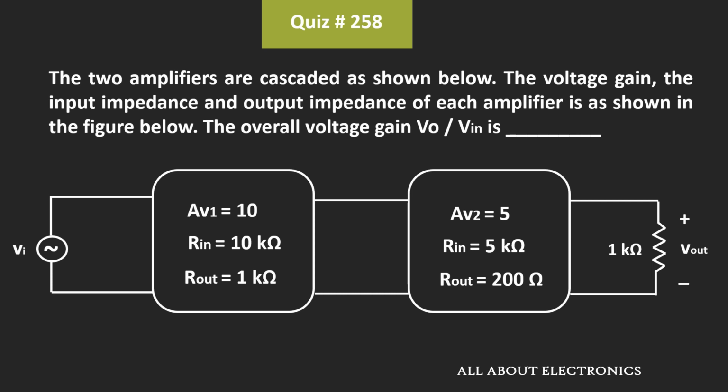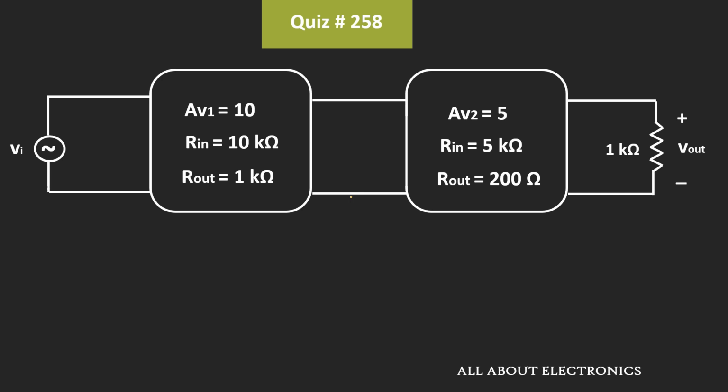So in this question, we have been given that two amplifiers are cascaded together and we have been asked to find the overall voltage gain. So here, we have been given the voltage gain, the input and output impedance of each amplifier. Now if there is no effect of this input and output impedance, then the overall voltage gain will be simply a multiplication of the two voltage gains. But because of this input and output impedance, there will be an effect on the overall voltage gain. So first of all, let us find out the effective voltage gain of this first and the second amplifier.